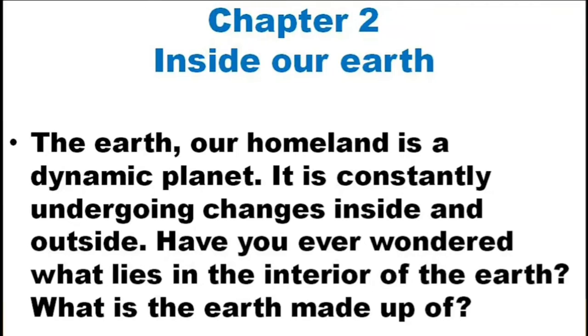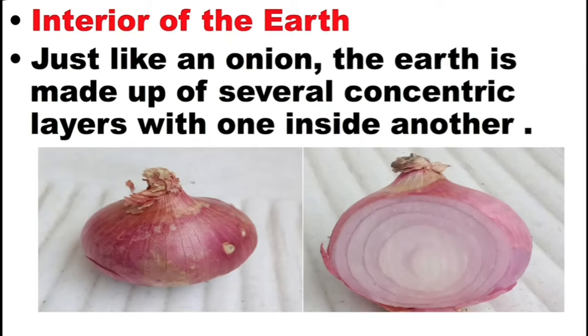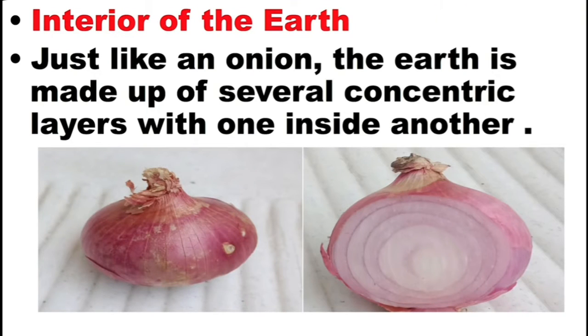Okay, so we start. The earth, our homeland, is a dynamic planet. It is constantly undergoing changes inside and outside. Have you ever wondered what lies in the interior of the earth? What is the earth made up of? This question generally comes to our mind. The earth is made up of several concentric layers, one inside another. You are seeing in the presentation the layers of an onion. Similarly, when we go inside the earth there are different layers and those layers have been given names.